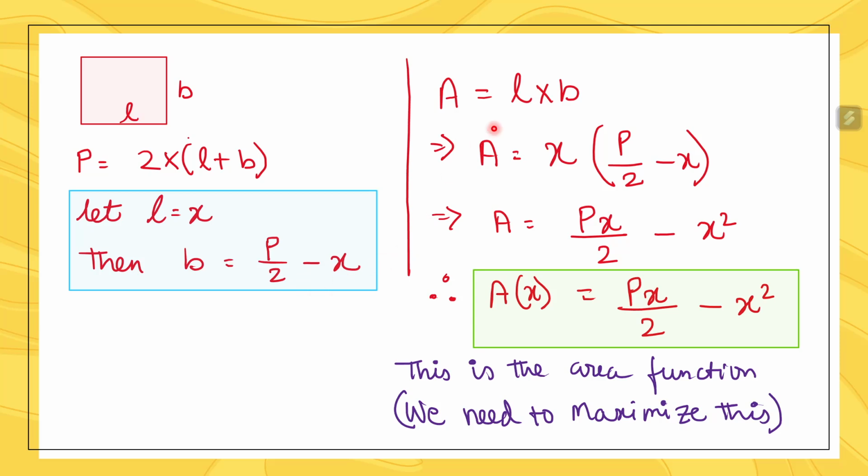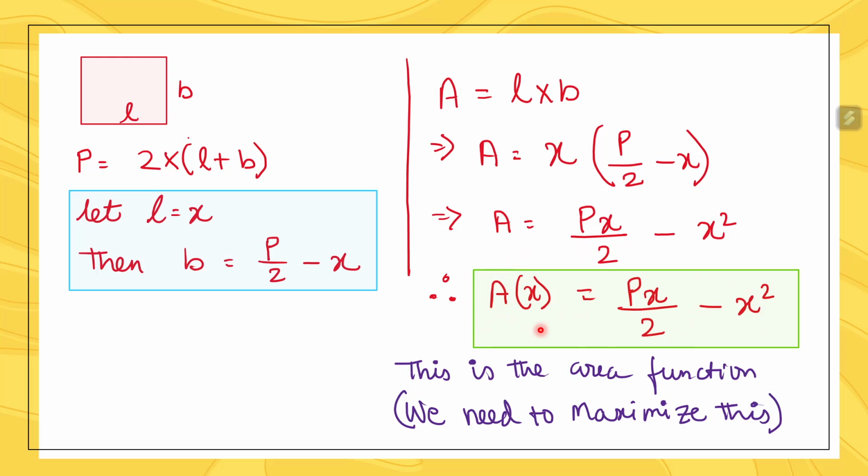Area is equal to L into B. So area is equal to x into the value of B put here, that is P by 2 minus x. So area is coming Px by 2 minus x square. This is called the area function, that is A(x) is equal to Px by 2 minus x square. We need to maximize this according to the application of derivatives, maxima and minima concept of class 12.